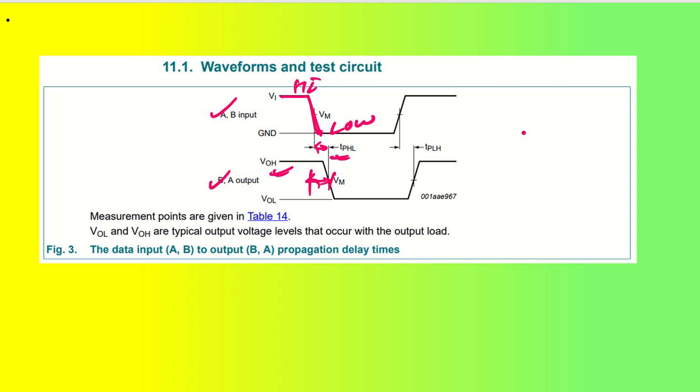Similar to that, for low to high, the input is going from low to high. You will see there is a little difference, and only then is my output going low to high. Understood?